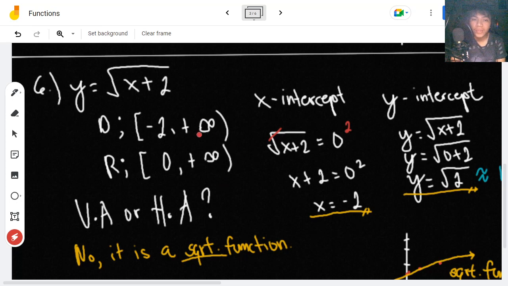There are no values smaller than negative 2 that would work out for this. Let's say negative 2.000001. The result would still be negative, and you can't take its square root. Like, let's say negative 3. Negative 3 plus 2 will be negative 1. The square root of negative 1 is a complex number, which is not a real number. So that is why our domain starts from negative 2 up to positive infinity. For our range, it goes from 0 to positive infinity.